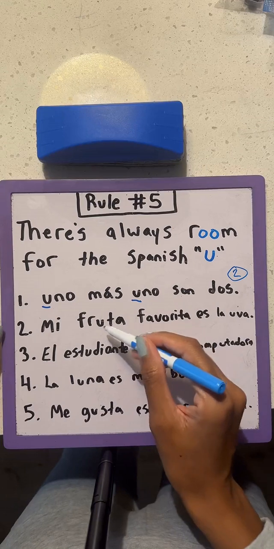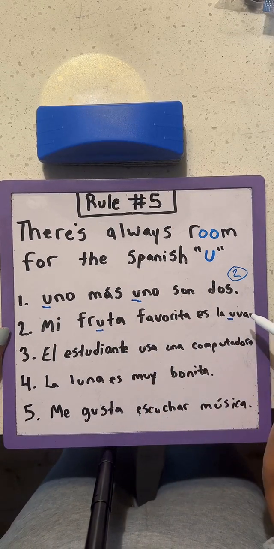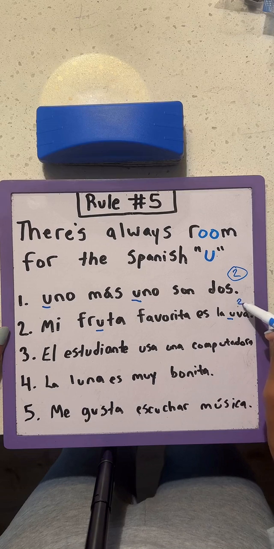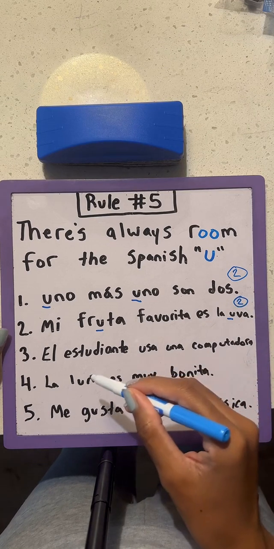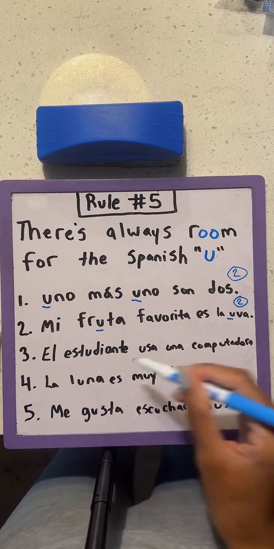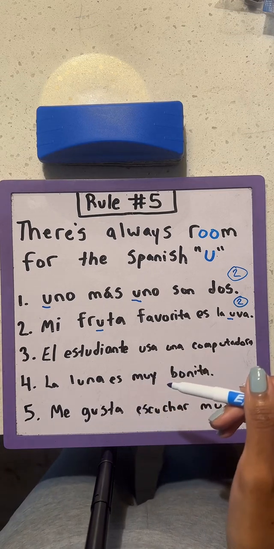Okay, let's count and see. Uno, dos. Okay. Otra vez is the word for again, otra vez. Okay, great. All right, now do número tres. El estudiante usa una computadora. Go ahead and tell me how many are in número tres.